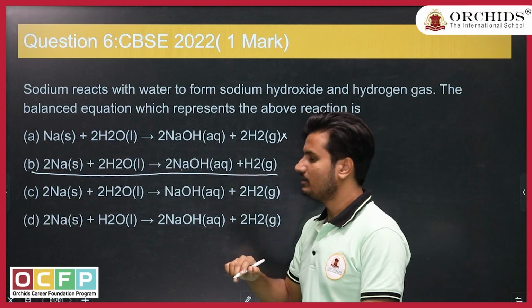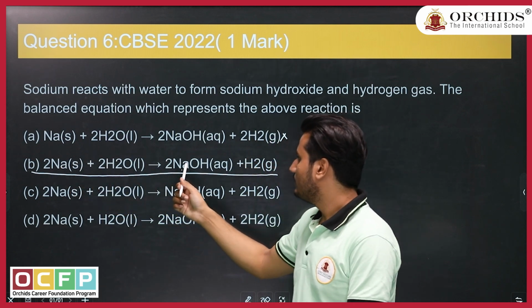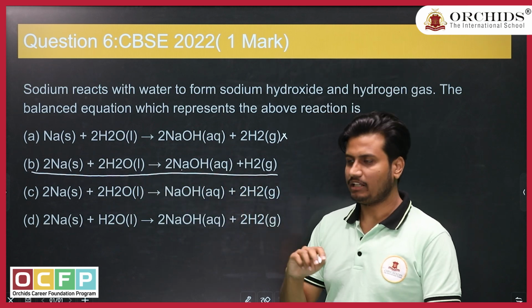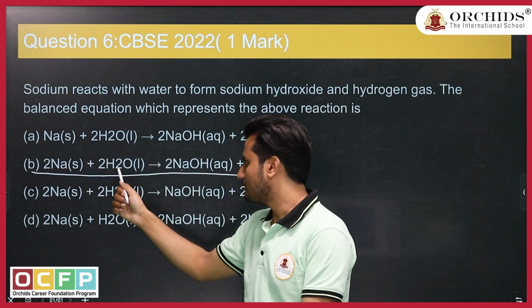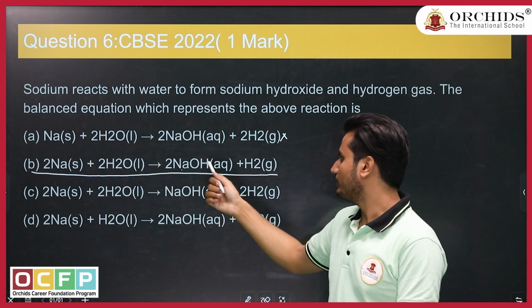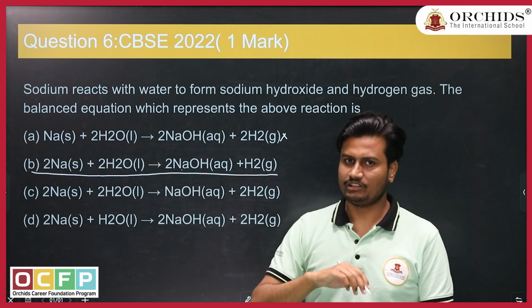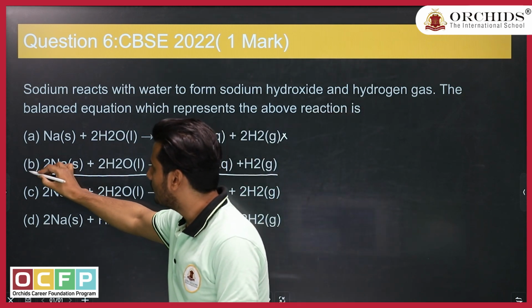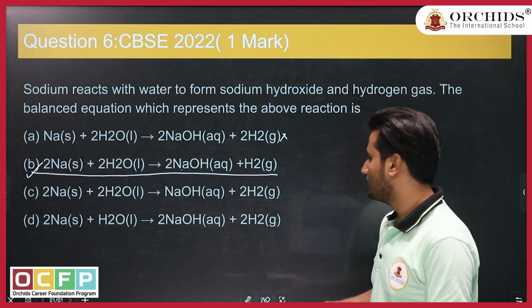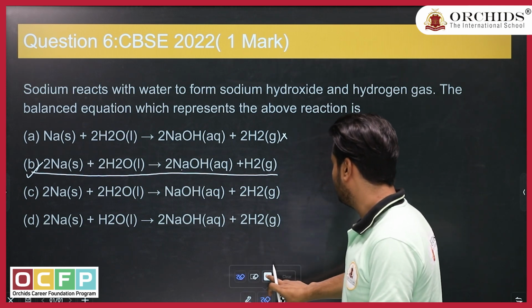So option B is our correct option, because sodium is balanced, hydrogen is balanced, oxygen is balanced, and whenever sodium reacts with water, it is a vigorous reaction that produces sodium hydroxide, and hydrogen gas is released. So which option is correct? Option B. Alright, we'll move to our next question.